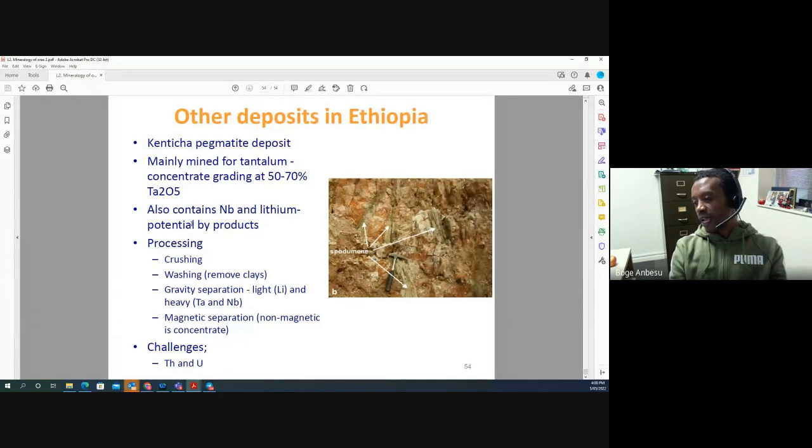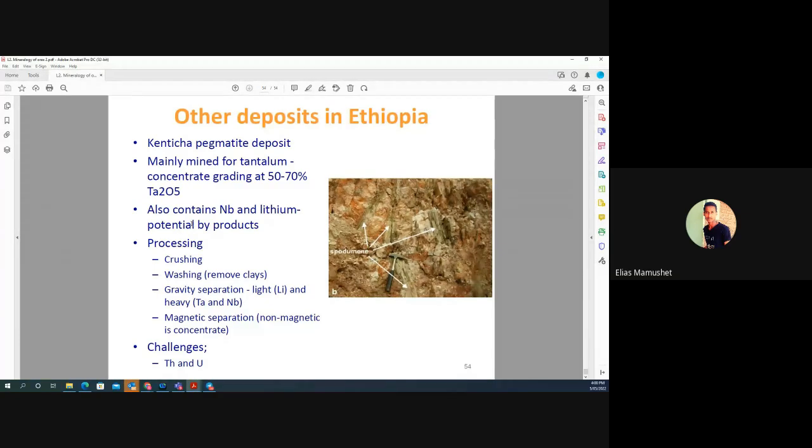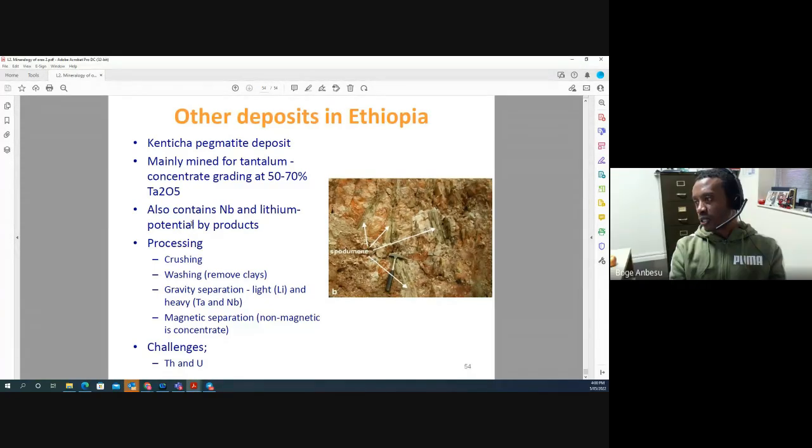So again, there are ways to remove that. I think we published a couple of papers on how you can remove the thorium or the uranium. So you can apply that during processing as well to deal with issues like radioactivity and so on. Okay.